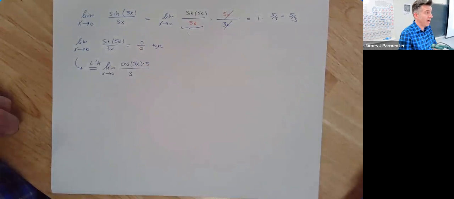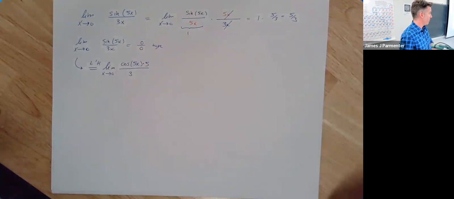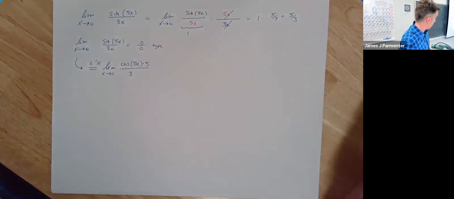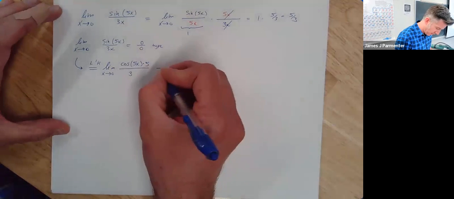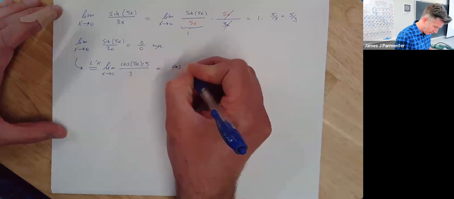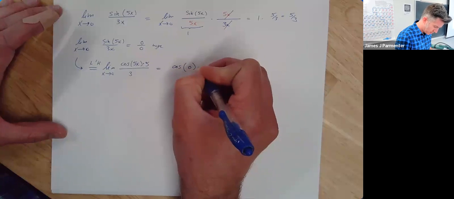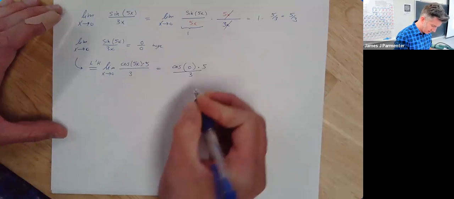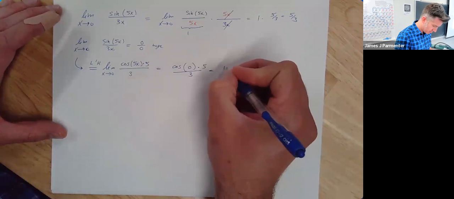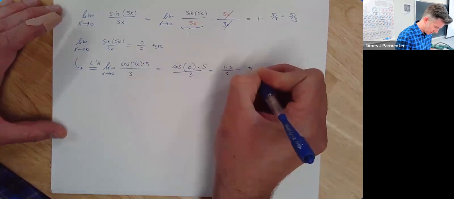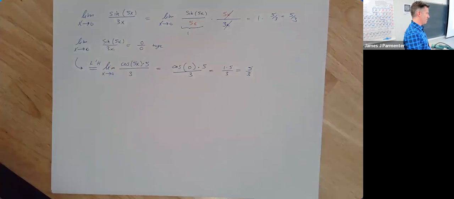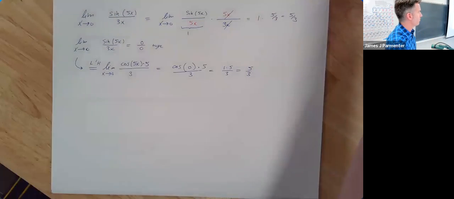which for sure is not indeterminate. I don't get 0 over 0 or infinity over infinity because the bottom isn't either 0 or infinity. It's obviously 3. And if I plug in 0 for x, I get cosine of 5 times 0, times 5, over 3. And cosine of 0 is 1. So I end up getting the same answer I got doing it the other way, which I should. It should never be different.